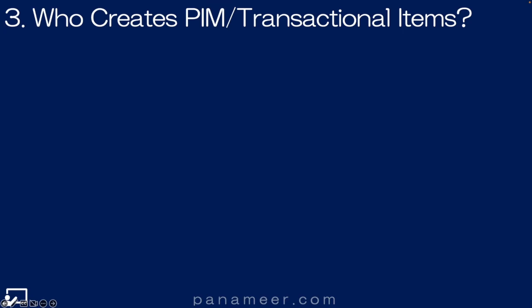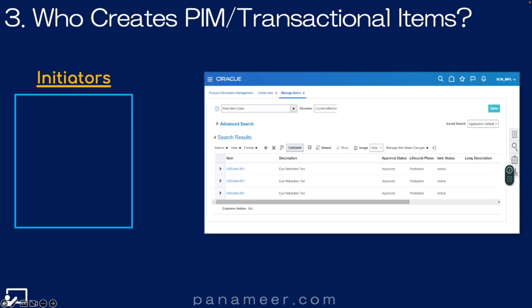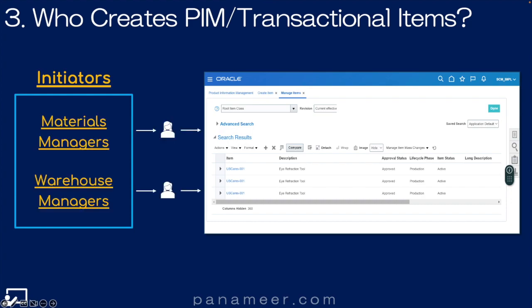Slide 3. Who creates PIM items? The initiators of PIM or transactional items are as follows: material managers and warehouse managers. Remember, though, they're linked or defined and spec'd out with sub-inventories. Click the link above to watch a quick video on sub-inventories.